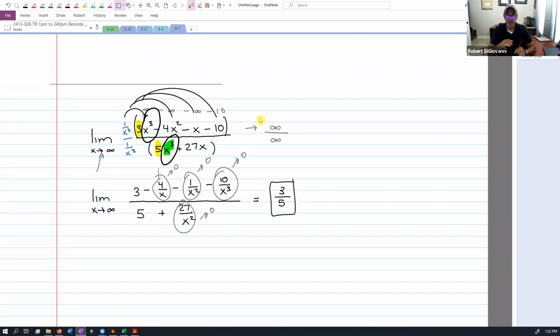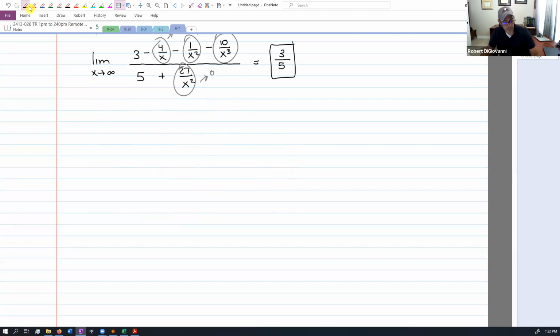We haven't looked at that yet, though. Let's look at one of those. I think Hunter brought that up a minute ago. What happens if the top's bigger? So let's try it. I'll just make one up: x cubed plus 1 over x squared plus x.